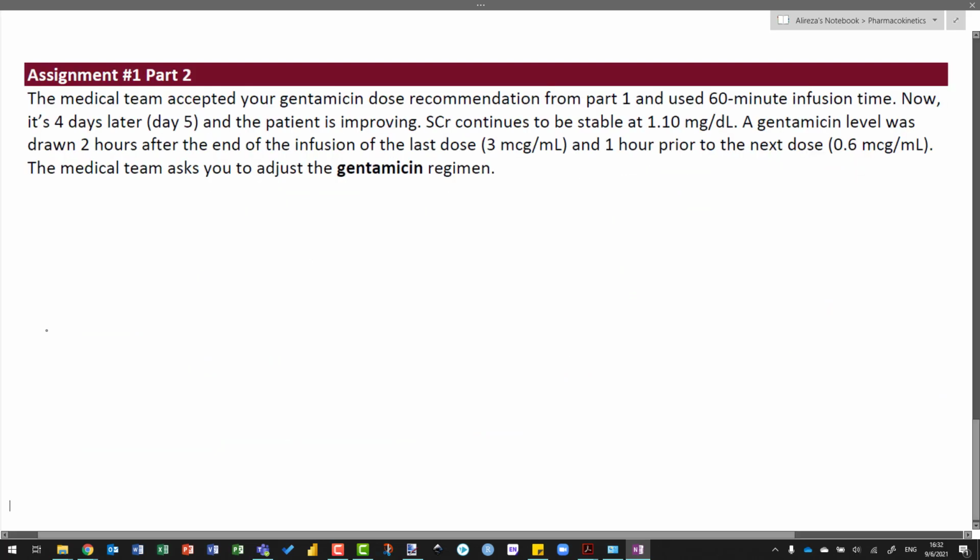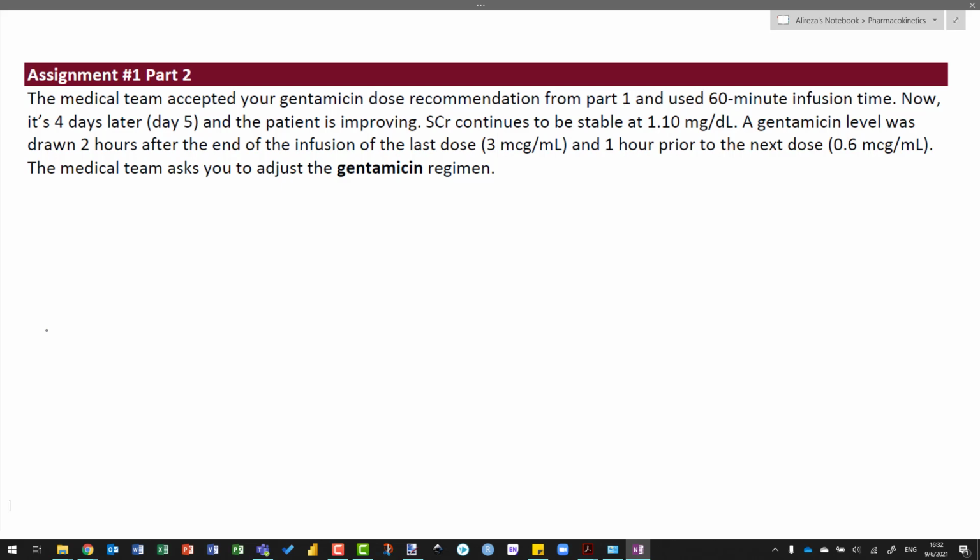Now the next part is the medical team accepted your gentamicin dose recommendation from part 1 and used a 60-minute infusion time. Now it's 4 days later and the patient is improving. Serum creatinine continues to be stable at 1.10. A gentamicin level was drawn 2 hours after the end of the infusion of the last dose, which was 3 microgram per ml, and 1 hour prior to the next dose, which is 0.6.